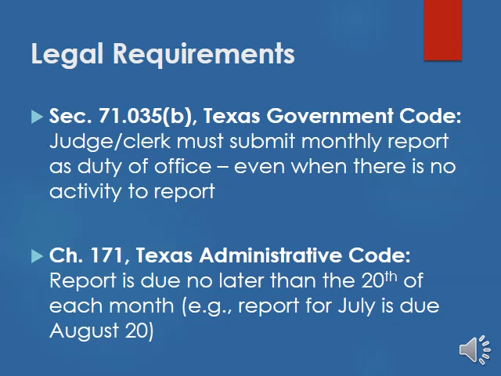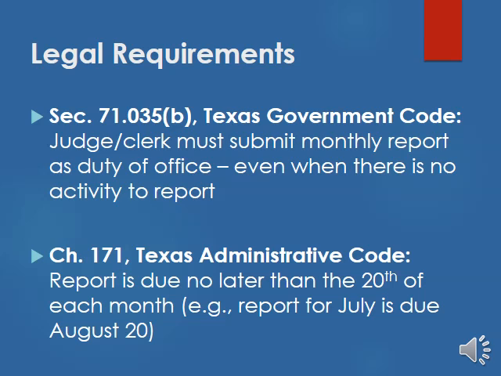Now we'll review one of the principal reasons that you do the report each month, which is because it is required by law. Section 71.035(b) of the Texas Government Code requires each judge or clerk to report information as required by the Texas Judicial Council. Though we know that in the overwhelming majority of cases it is the clerk of the court that is submitting the report, ultimately it is the judge's responsibility that the report is submitted and that it is a true and accurate reflection of the court's activities in a given month.